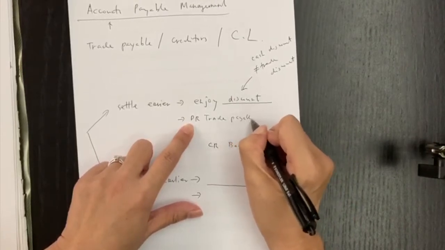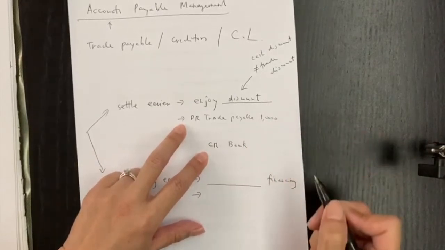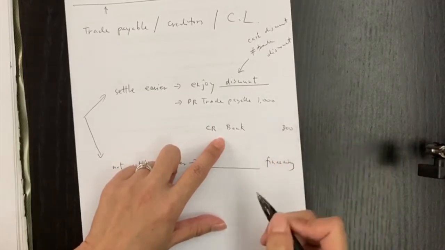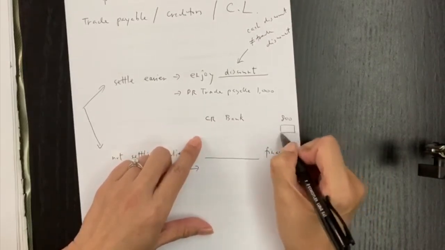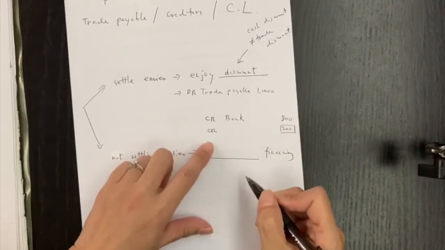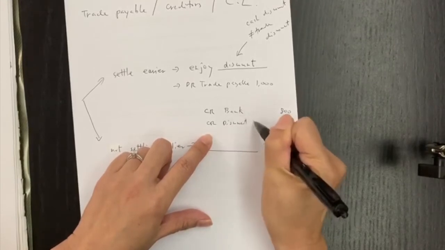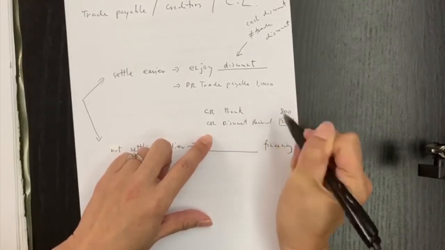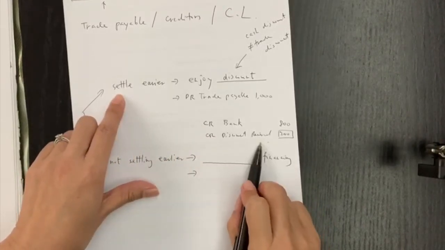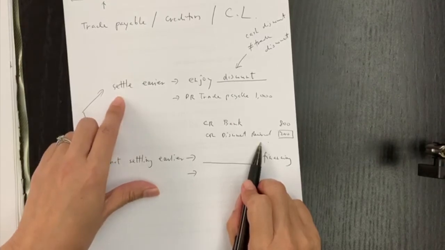trade payable. Okay, so for example, what about if we owe 1,000 to creditors here? However, since we pay earlier, we only pay 800. So what do you think? Therefore, we need to insert this 200 here, and then credit, and what do we enjoy? And then we will have discounts received from creditor. Okay, so this is the situation that we can enjoy if we settle earlier. That means if we pay earlier to our creditors.